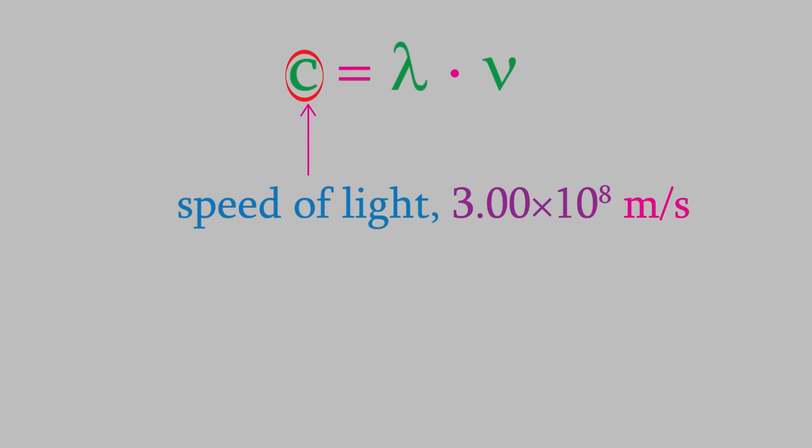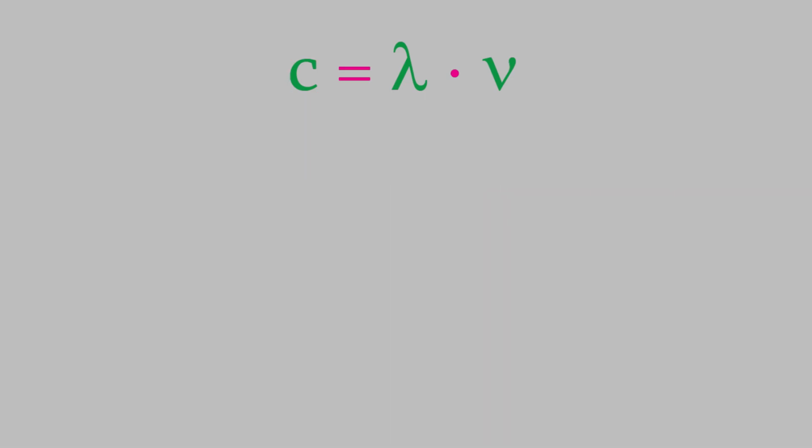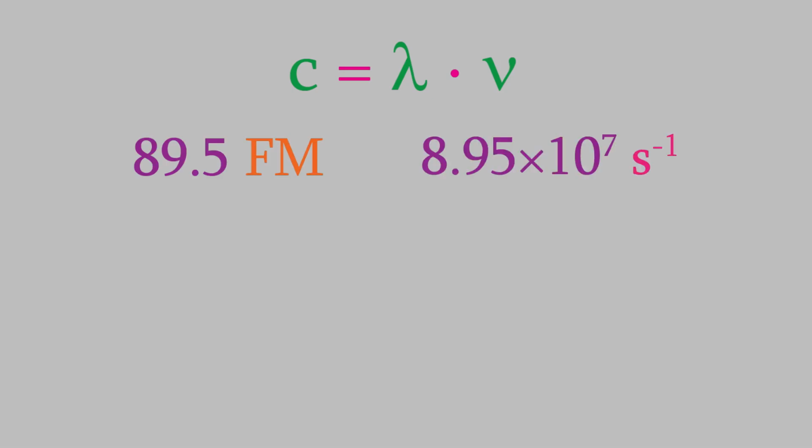Remember, when you use this equation, you'll want the units to work out correctly, so you'll want the wavelength to be in meters and not nanometers. So, for example, radio stations usually identify themselves using the frequency of the radio wave they use. One radio station where I live is 89.5 FM, which means its frequency is 89.5 million seconds to the minus 1. So 8.95 times 10 to the 7th seconds to the minus 1.